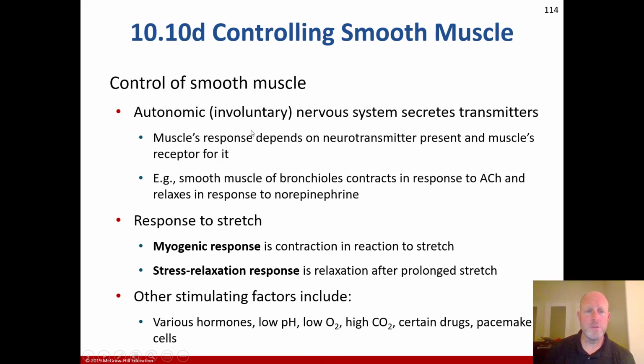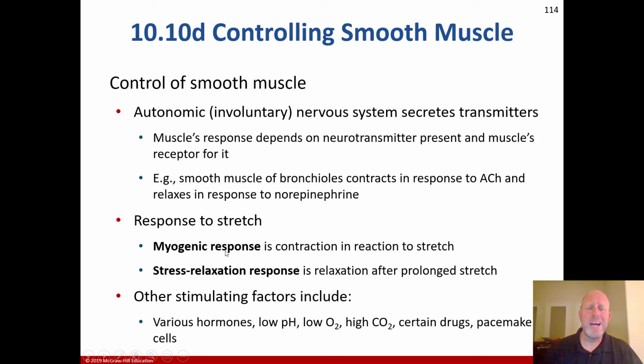As far as control of smooth muscle, the autonomic nervous system secretes transmitters with the muscle's response dependent upon the neurotransmitter present and the muscle's receptor for it. In smooth muscle, the bronchioles contract in response to acetylcholine, and relax in response to norepinephrine, right? We'll talk about epinephrine, norepinephrine response more in nervous system, a lot more in a later unit.